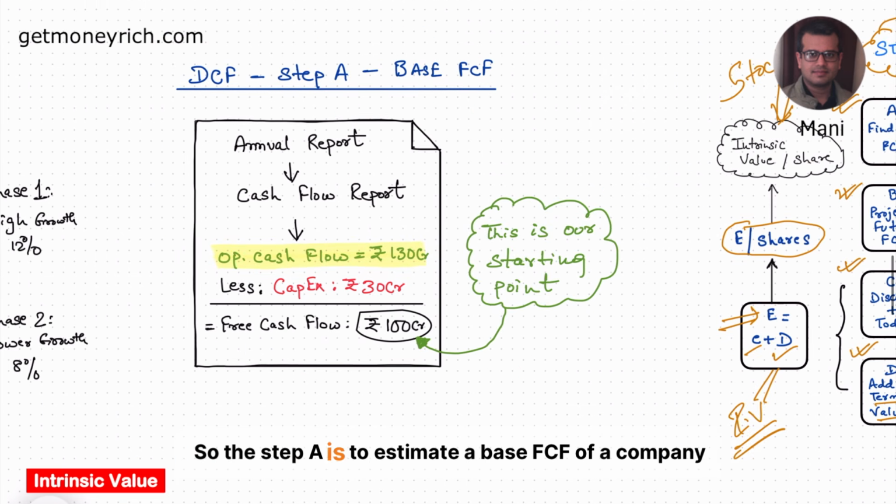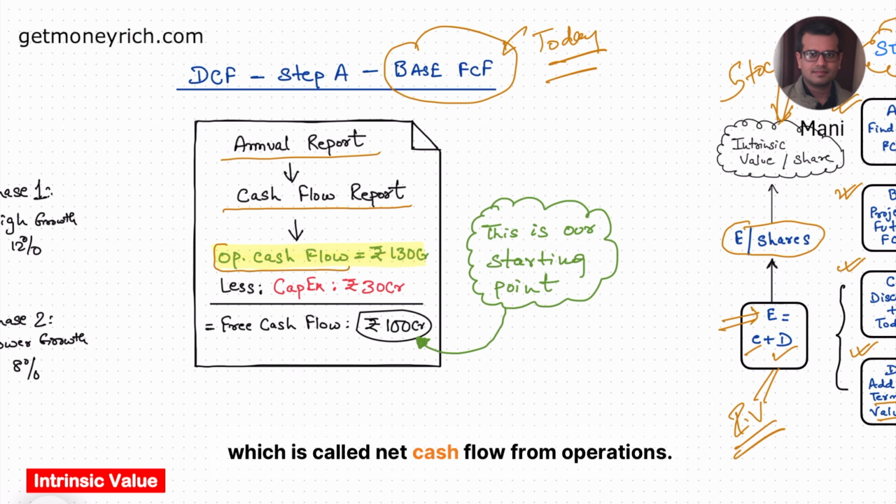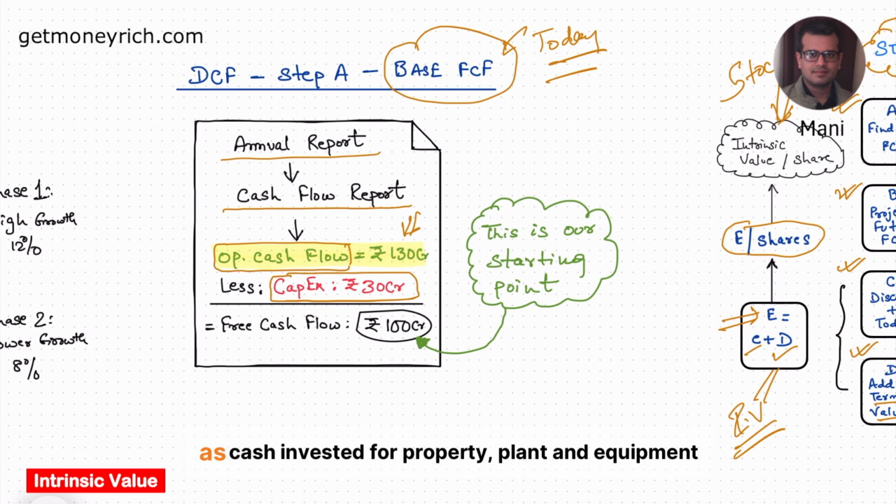So step A is to estimate a base FCF of a company as of today. The base free cash flow can be calculated like this. We have to open the annual report of the company and go down to the cash flow report. In the cash flow report, we will find a line item called net cash flow from operations. Suppose for a company, the net cash flow from operations is 130 crores. In the same cash flow report, under the heading of cash flow from investing activities, you will find a line item indicated as cash invested for property, plant and equipments, or you can also find it labeled as capex. Suppose for a company, the capex is, let's say, 30 crores.